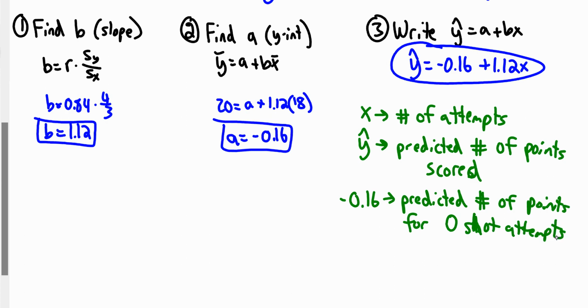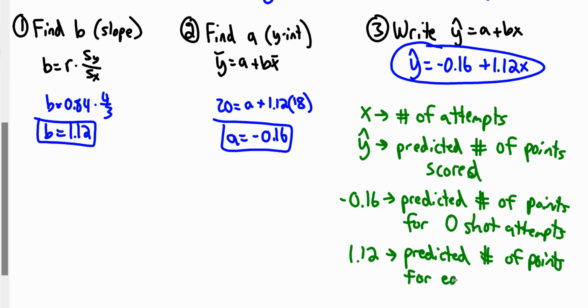Which doesn't make a whole lot of sense. You're not going to get any points, and you're going to have negative points if you don't shoot. But for the sake of the problem, we're using that because it follows the trend. And then lastly, 1.12. That is the predicted number of points for each added shot.